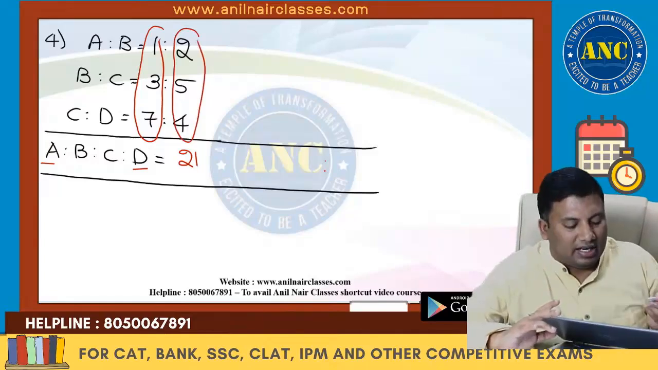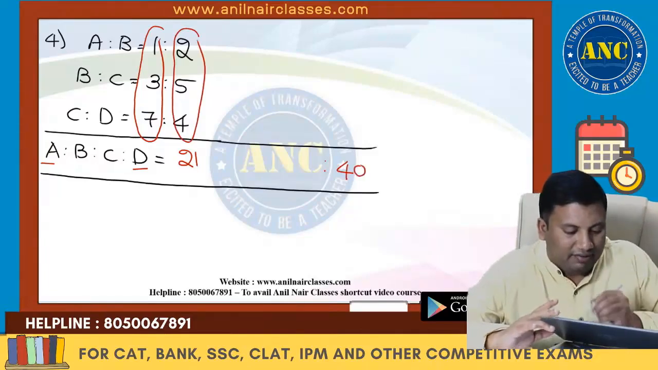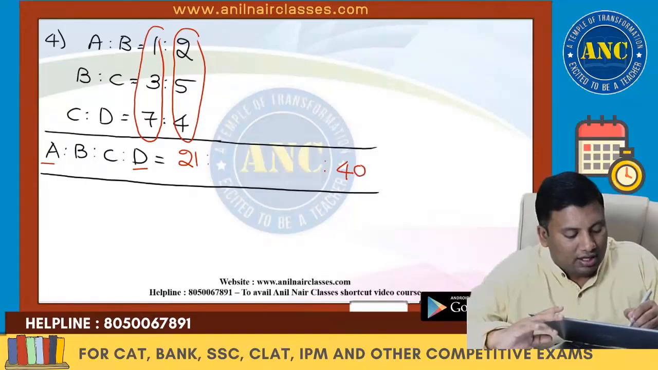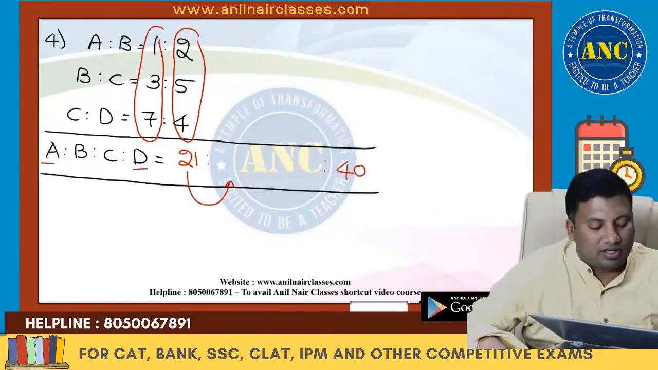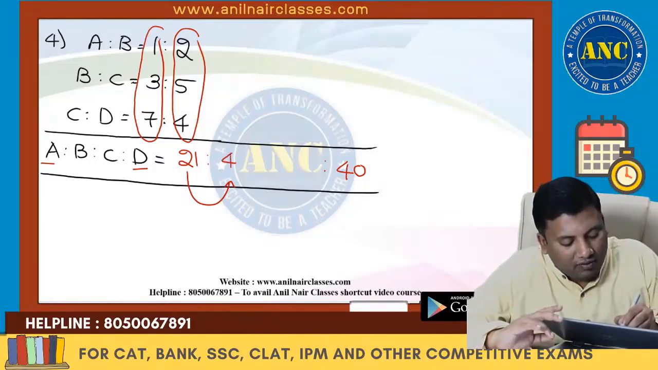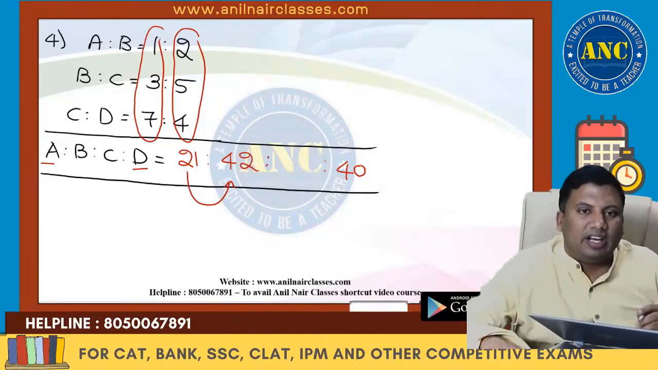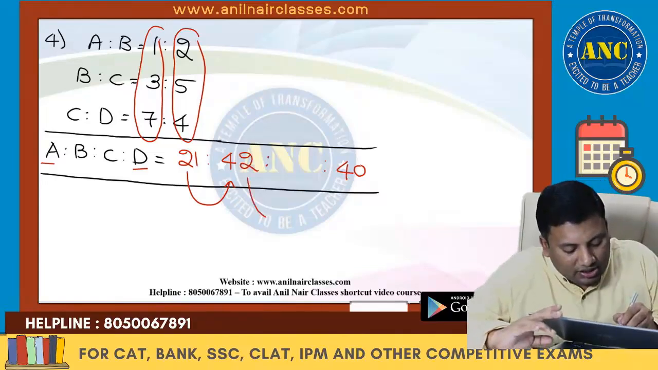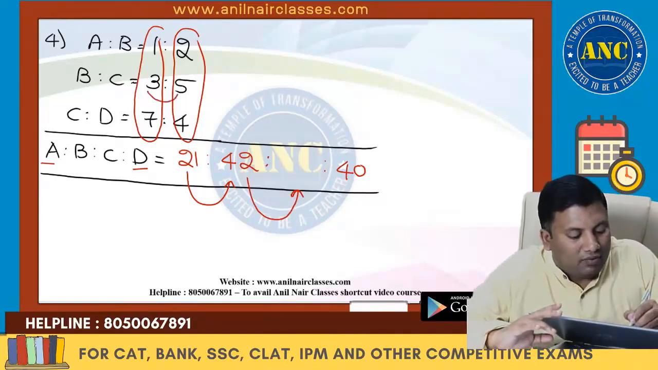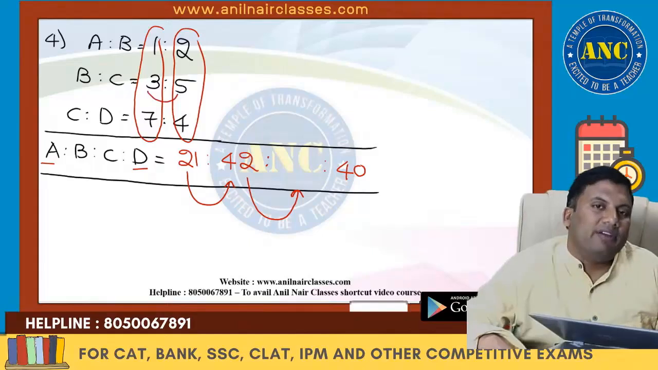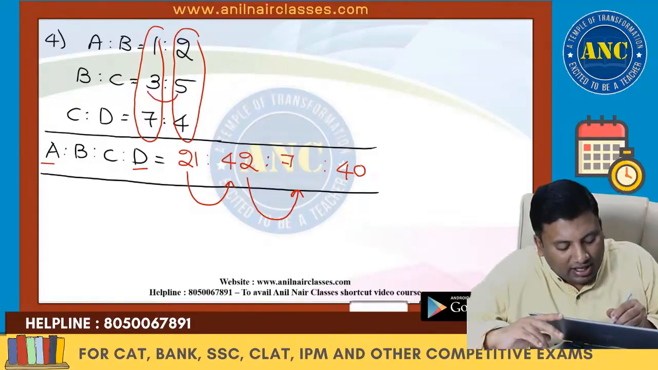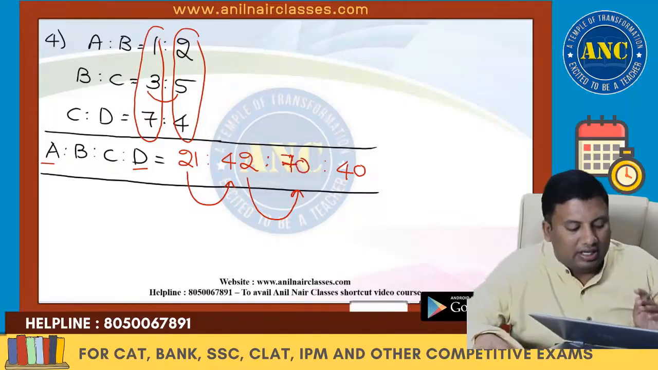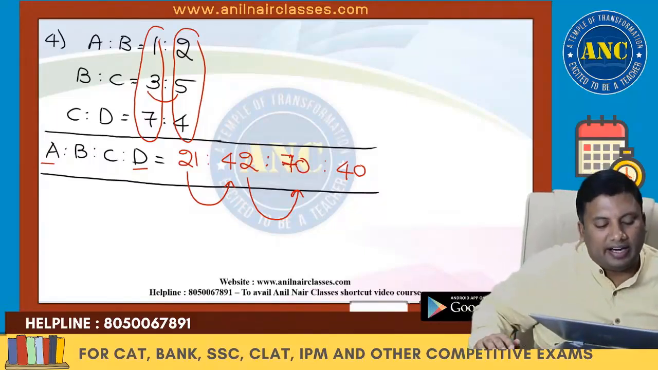2 5s are 10, 10 4s are 40. Next one, A is to B: 1 became 21, 1 21s are 21, 2 21s are 42. Next, B is to C: 3 became 42, 3 14s are 42, 5 14s are 70. I hope the idea is clear.